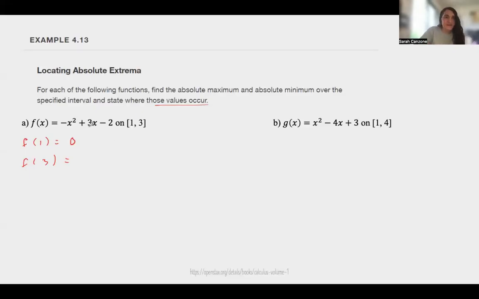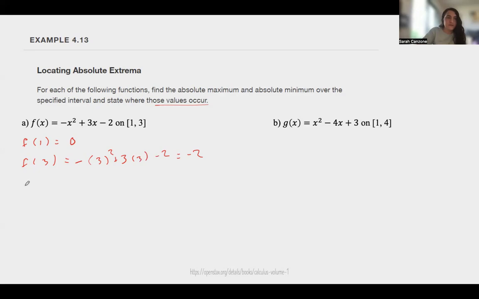Now plug in 3. So we get negative 3 squared plus 3 times 3 minus 2. So 3 squared is 9. This is negative 9 plus 9, that goes to 0, minus 2. That's just negative 2, and I do know that's correct. Okay, now we have the values of the boundary points.